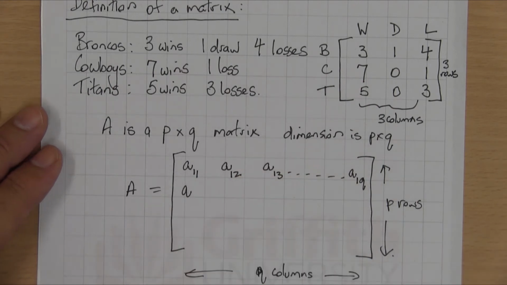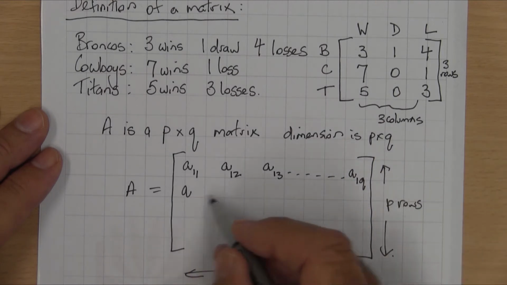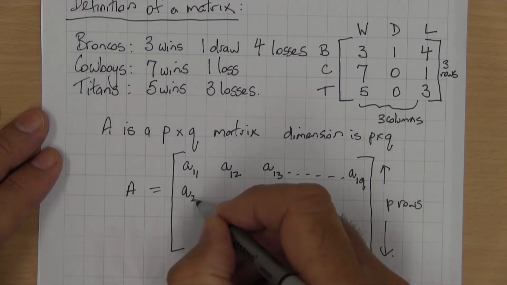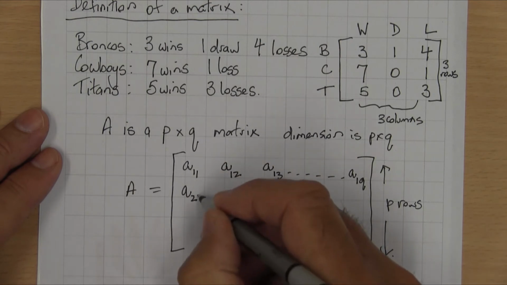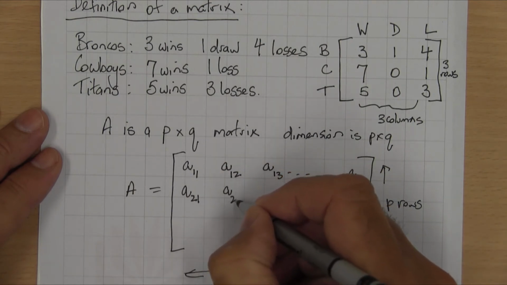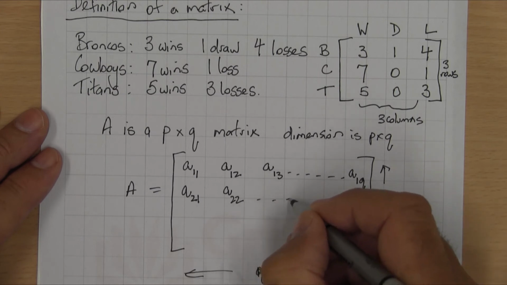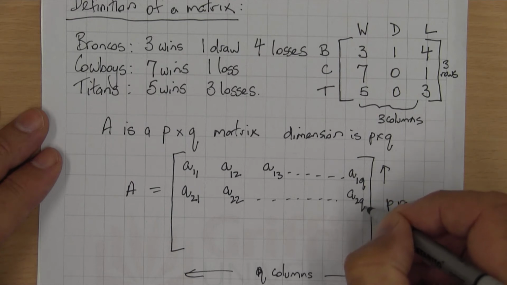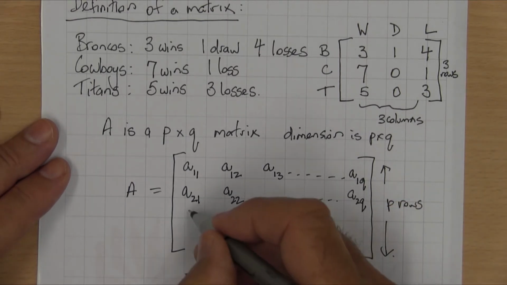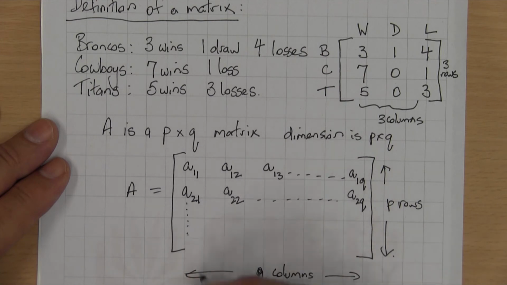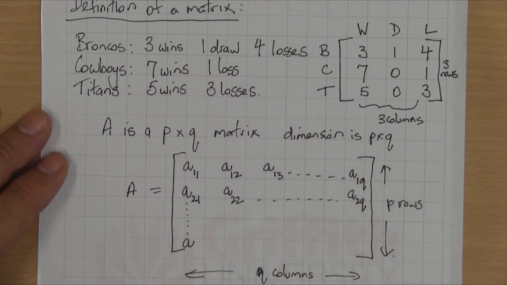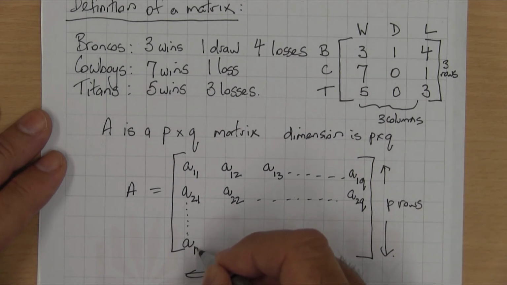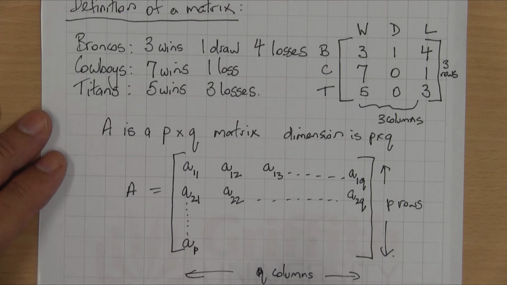So what are we going to put for the subscripts there? We're no longer in the first row, we're now in the second row, so it'll be a2, and we're in the first column. This will be a21, etc. as you go across, and this will be a2Q, second row and the Qth column. We'd continue on down there and we get to the last row. Now how many rows are there? There are P rows, so it'll be aP, because that is the last row.